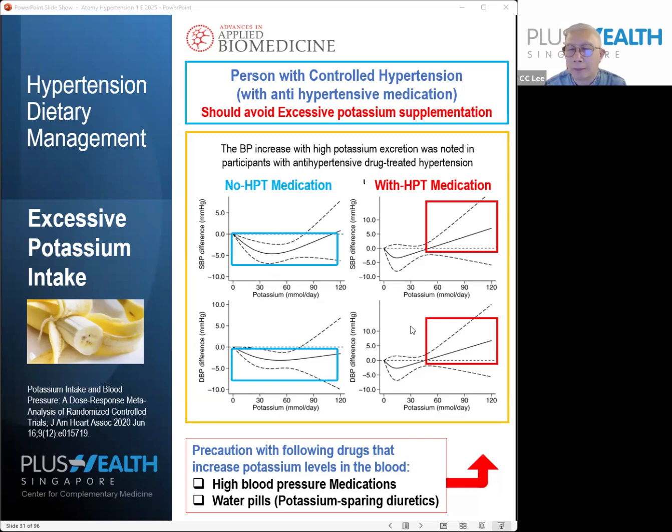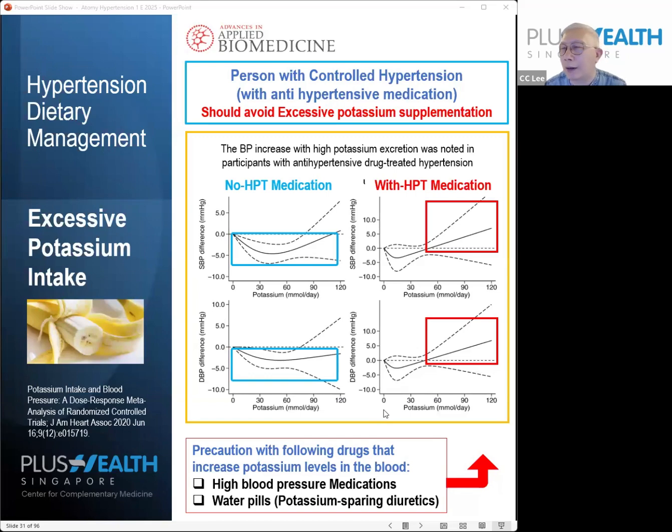But if you are taking a medication, remember, taking the hypertension medication, and the hypertension medication together with excessive potassium intake will cause your blood pressure to go up. So this is actually contraindicated. So remember that excessive potassium is contraindicated with hypertensive medication. So don't take an excessive amount of noni juice.